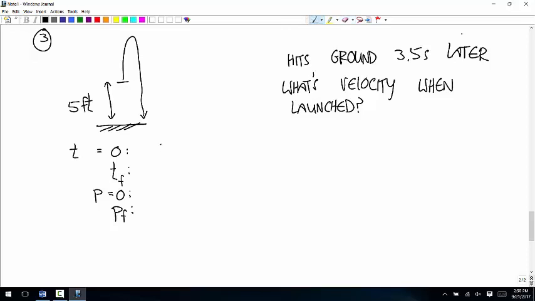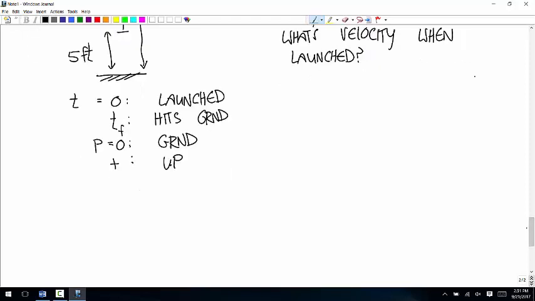Time equals 0, let's make that when it's launched. Time final is when it hits the ground. Position equals 0 will be the ground. This should be positive direction. Positive direction is up. And then list out what we know and want.